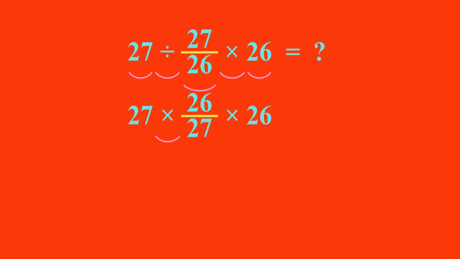First we do this multiplication. We can easily cancel this 27 and this 27, which gives 26. And here again we have times 26. So here we have this 26 times 26, which equals 676. And this is our final answer to this problem.